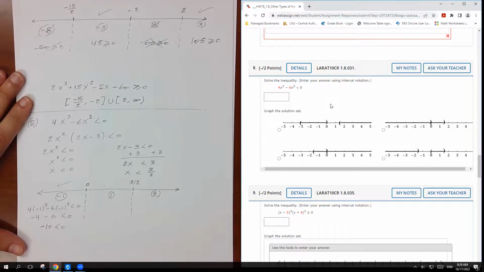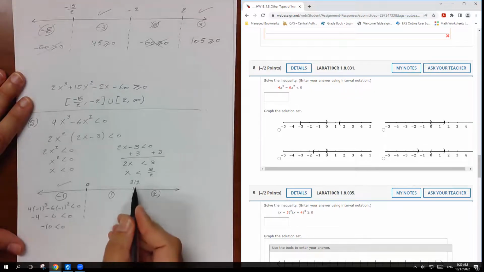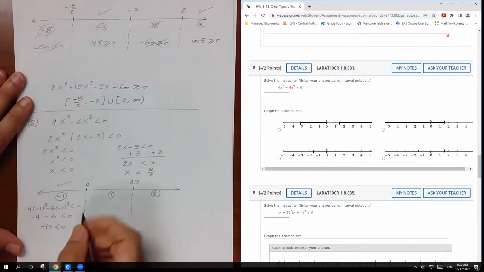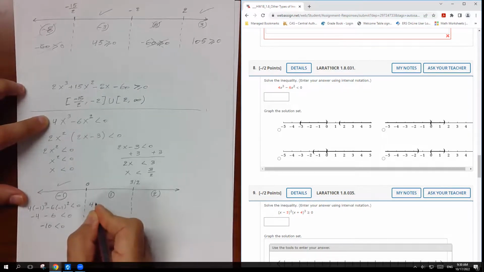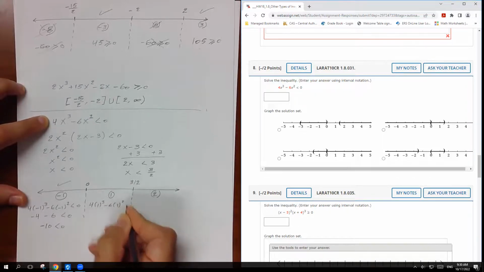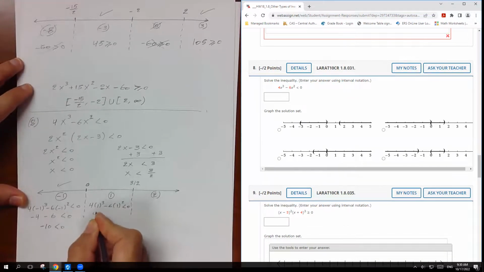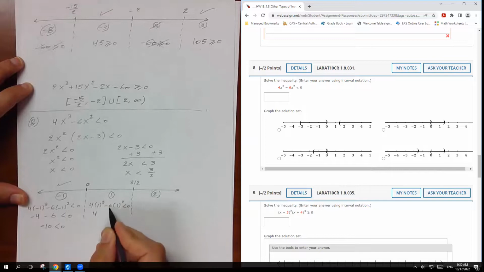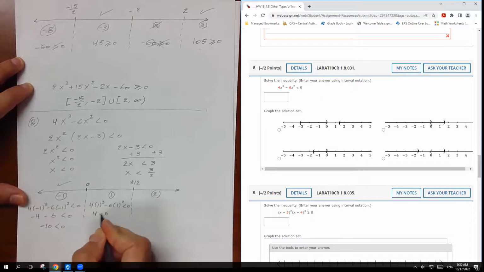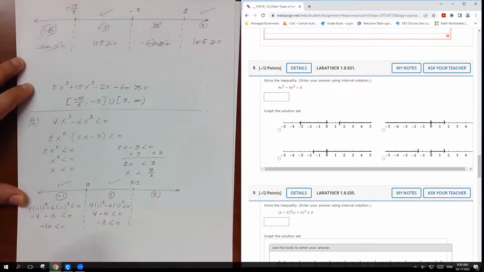The second one is going to be 0 to 3 over 2. So I'm going to pick the 1. Let's plug in the 1 here. That's 4 times 1 cubed minus 6 times 1 squared less than 0. 1 cubed is going to be 1. 4 times 1 is going to be 4. -6 times 1 squared, 1 squared is 1, so -6. Is that less than 0? Yes, because it's -2, less than 0. So this is also a solution set.